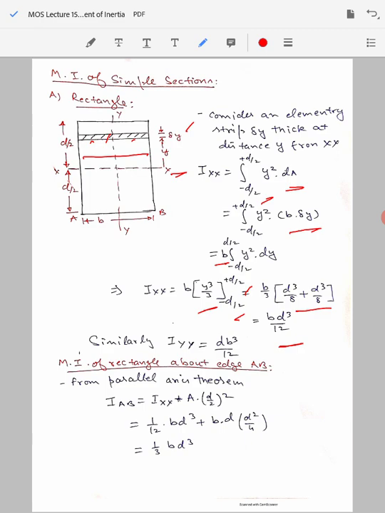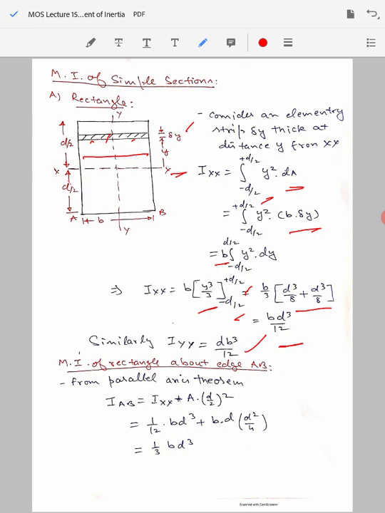Similarly, if you want to find the moment of inertia about the y-axis, it changes from the integral of y square delta A to the integral of x square delta A. This time the limits go from minus b by 2 to plus b by 2, and you end up getting the relation Iyy equal to db cube by 12. These are the moments of inertia about the centroidal axes in the horizontal and vertical directions.